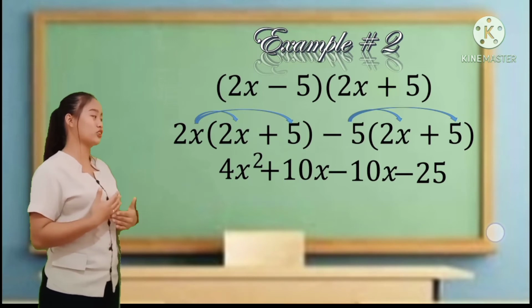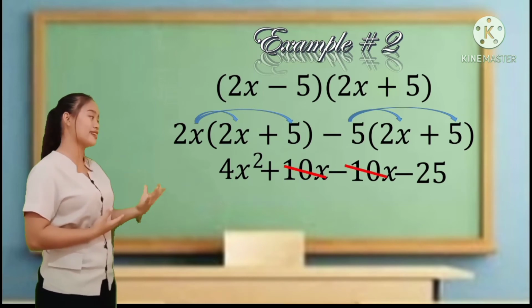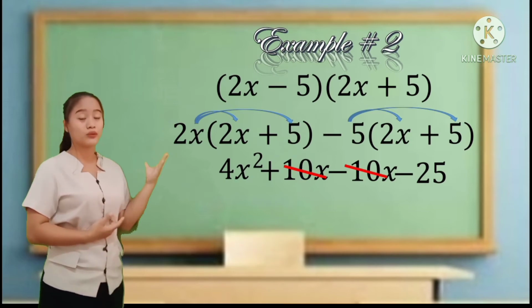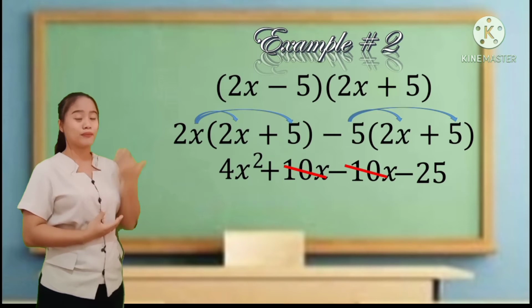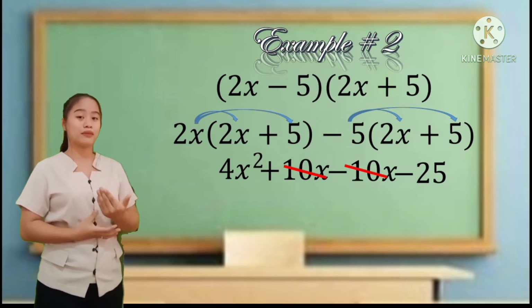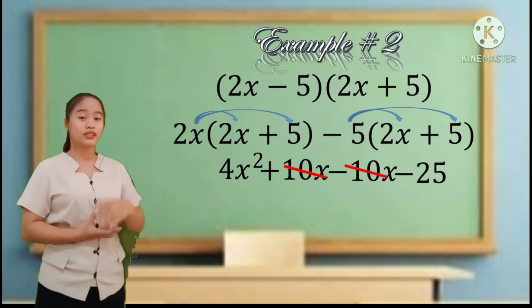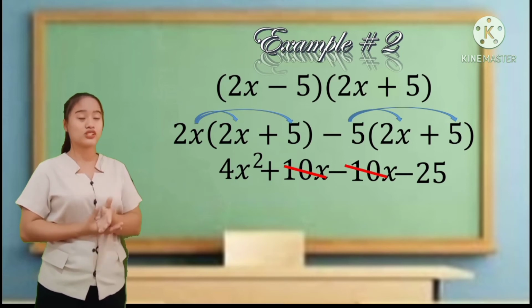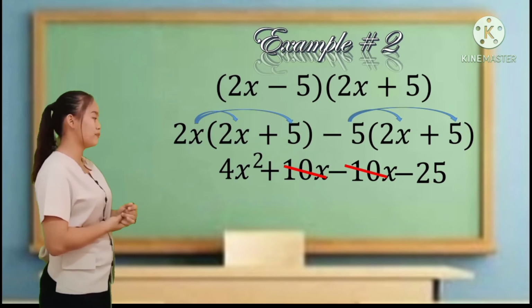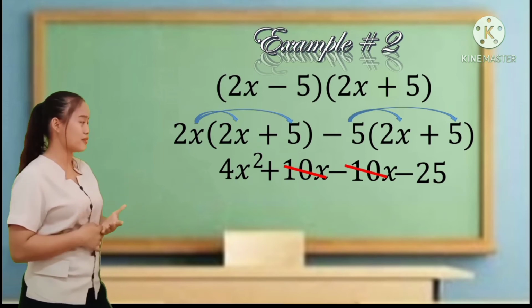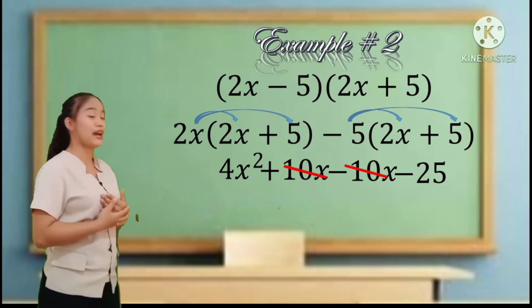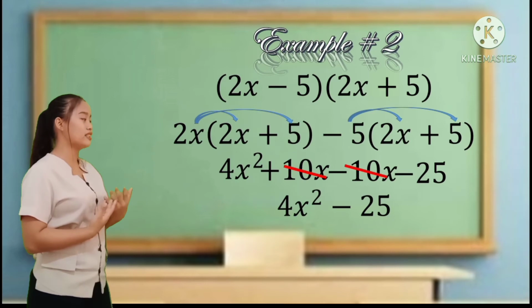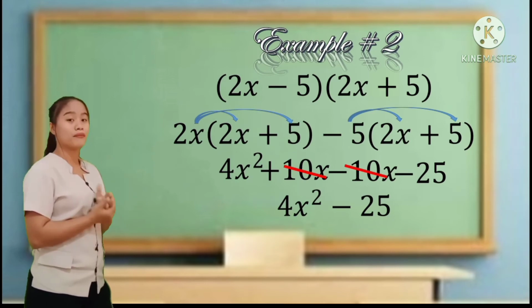Then combine the like terms. We have the positive 10x and the negative 10x, which equal 0. You can cancel out the positive 10x and negative 10x because when you add these terms, you will come up with zero. So we cancel out 10x and negative 10x, and we have 4x squared minus 25. Okay, that is our final answer for these two binomials.